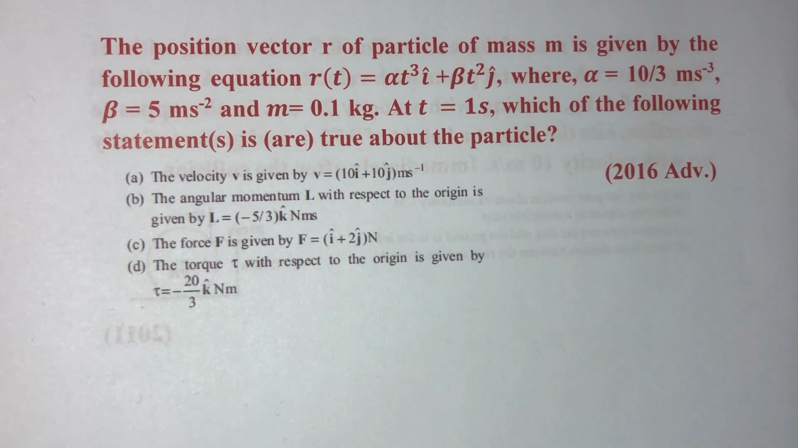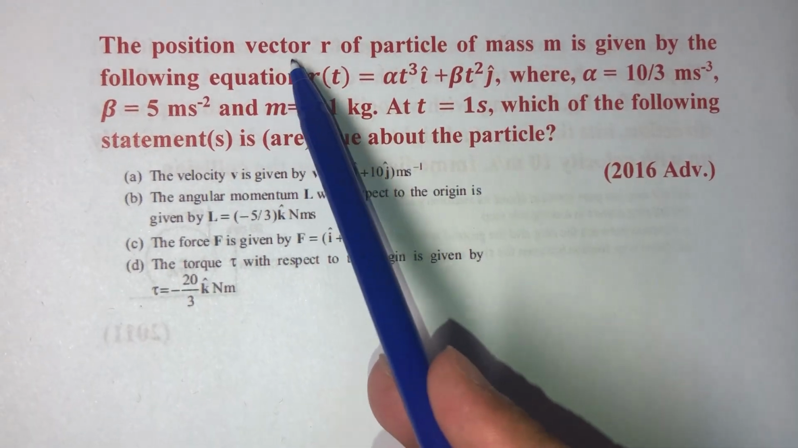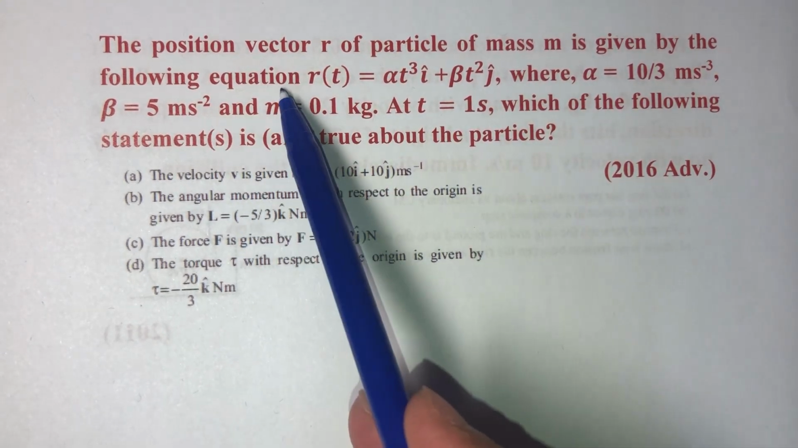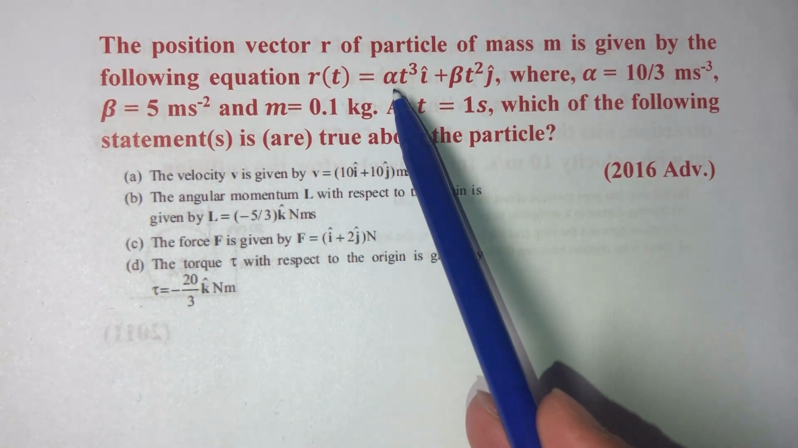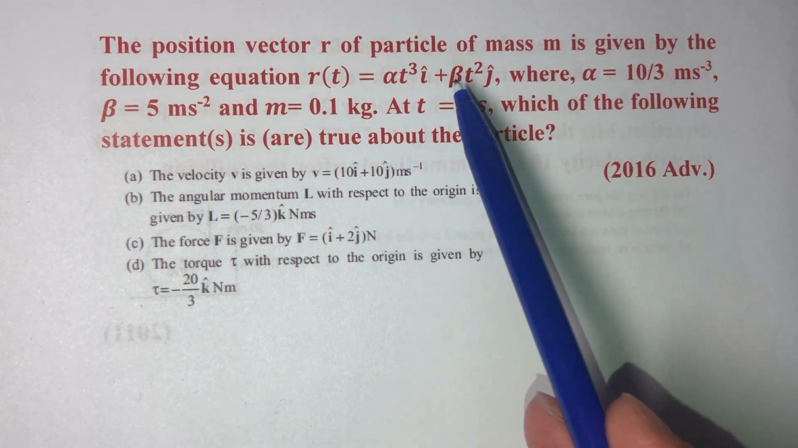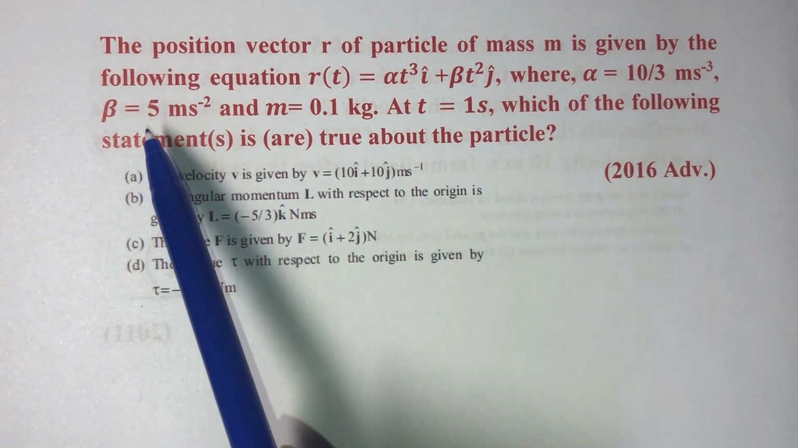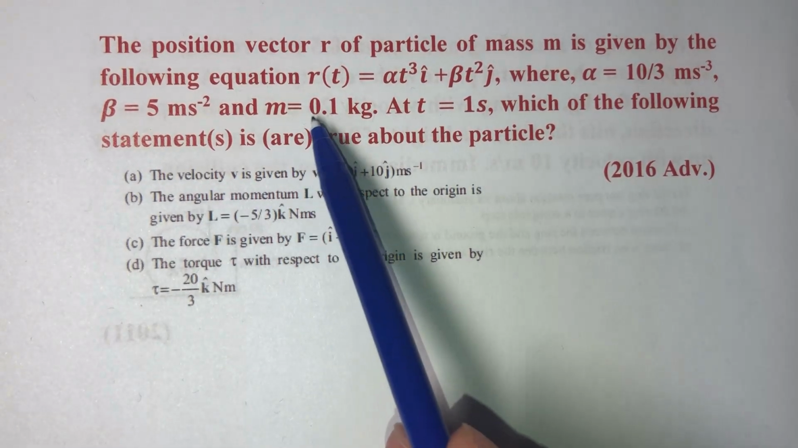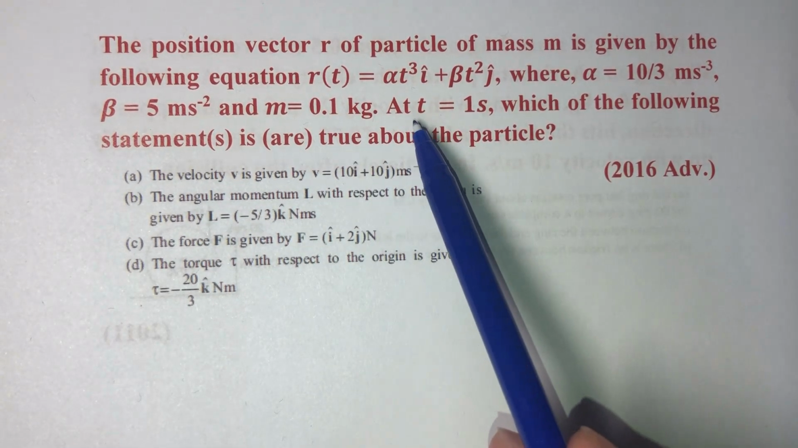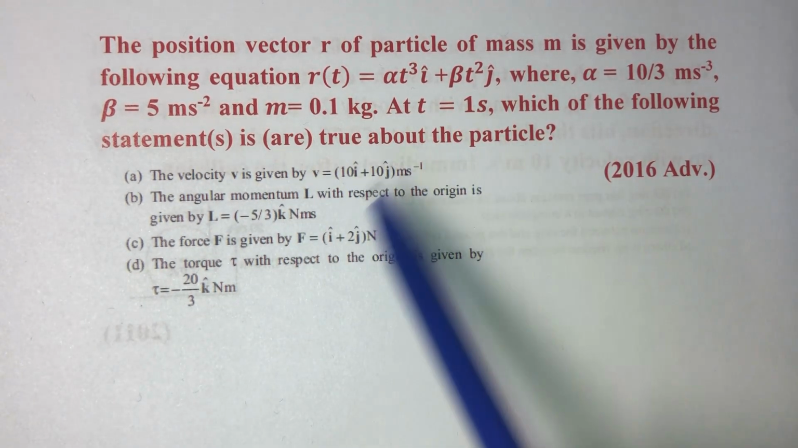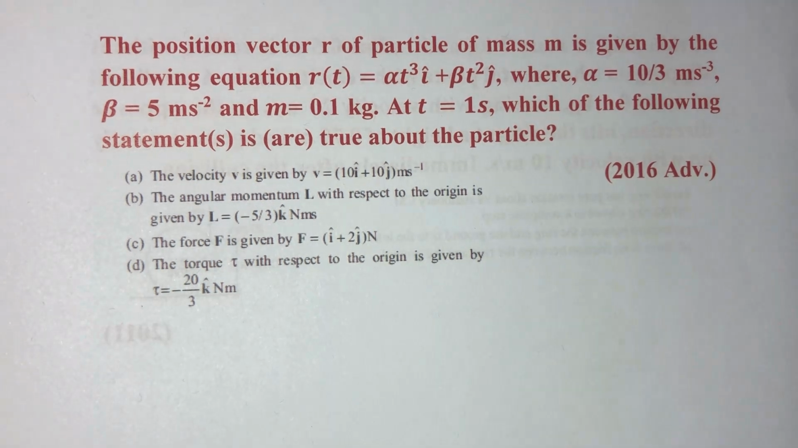Hello friends, in today's question, the position vector r of a particle of mass m is given by the following equation. r of t is equal to alpha t cube i plus beta t square j, where alpha is 10 by 3 and beta is 5 and m is 0.1 kg. At t is equal to 1 second, which of the following statements are true? So these are 4 statements and we are going to find out which of them will be true.